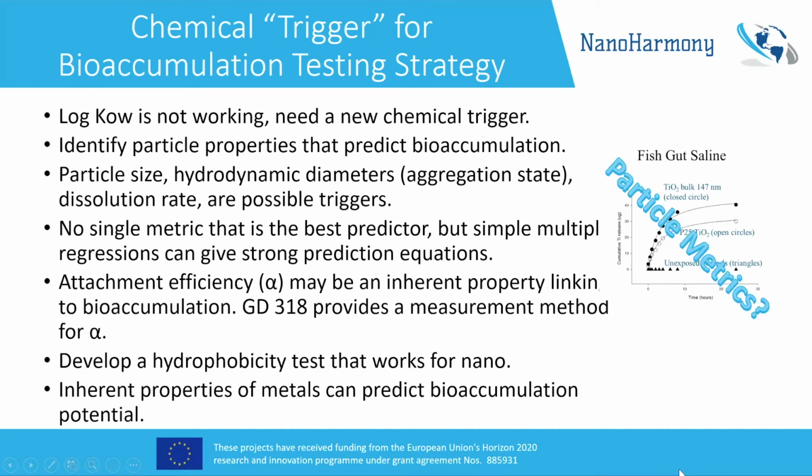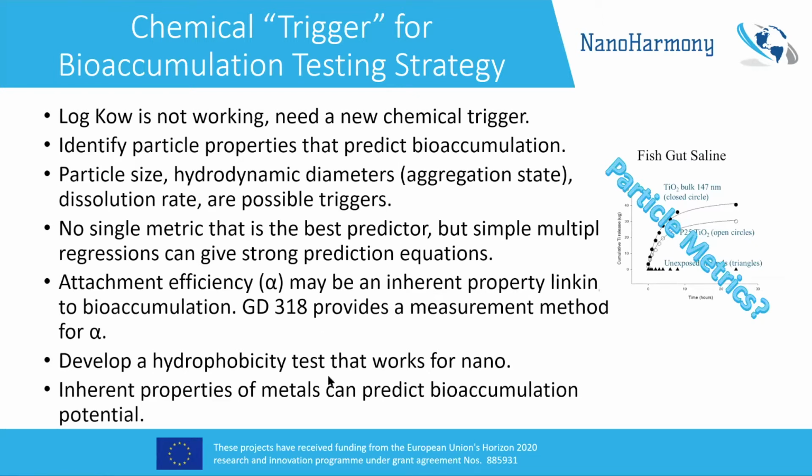One of the first aspects we discussed was the need for a chemical trigger for bioaccumulation testing, some sort of event that kicks off the testing strategy. This discussion arises from the fact that the log KOW measurement, which is usually used as a trigger for bioaccumulation potential for chemicals, isn't working very well for nanomaterials, and so we need a different trigger.